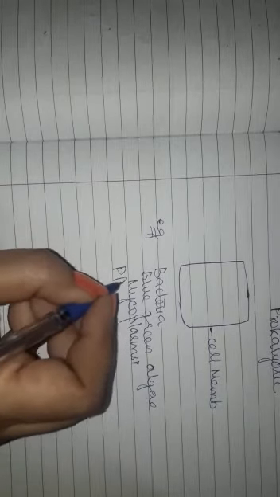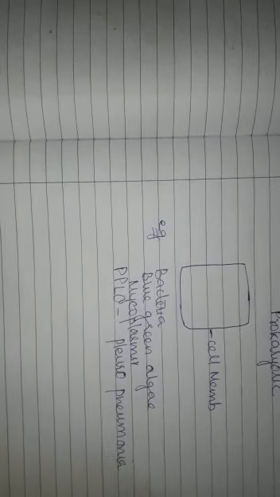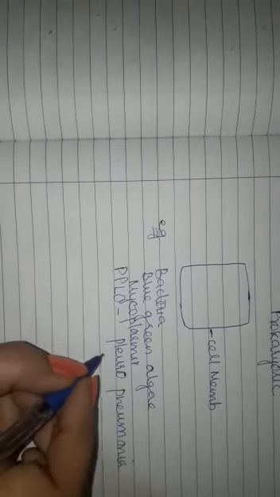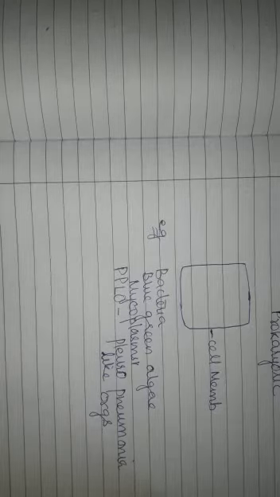PPLOs. This is important, the full form can also be asked. PPLOs stand for pleuropneumonia-like organisms. These are the organisms which are much smaller than the eukaryotic cells, but they can multiply at a much faster rate in comparison to the eukaryotic cells.